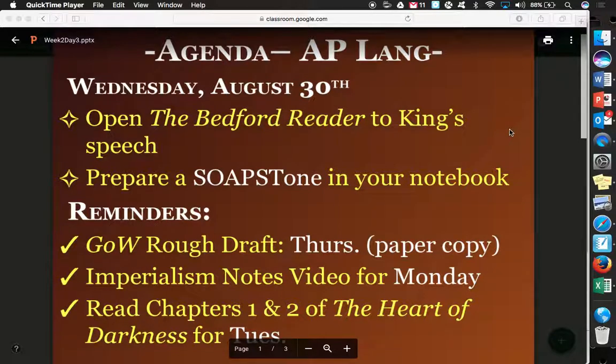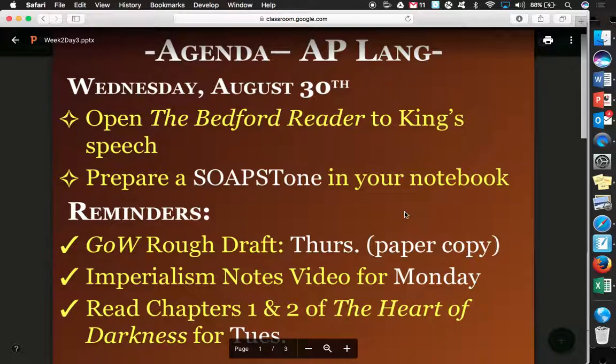In a moment, we'll take a look at King's Speech and Bedford Reader, and we'll talk about soapstone and all that kind of stuff. Just to make sure, though, before then, we're all on the same page. Tomorrow, you're coming in with your paper copy of your rough draft for Grapes of Wrath.